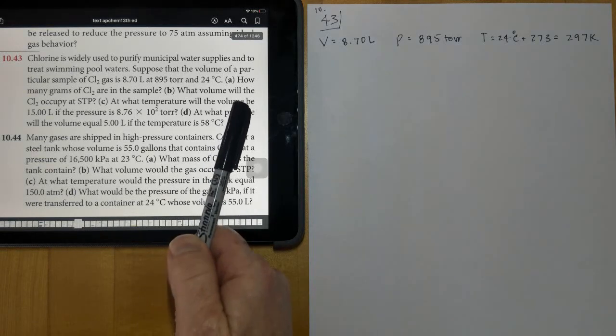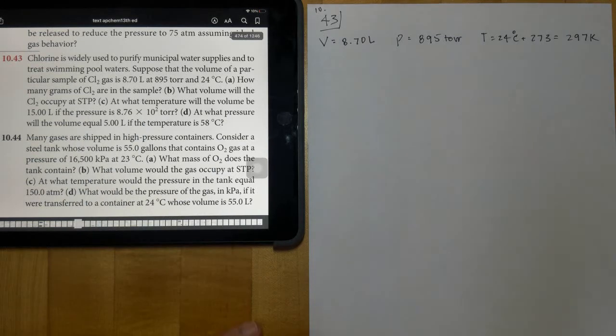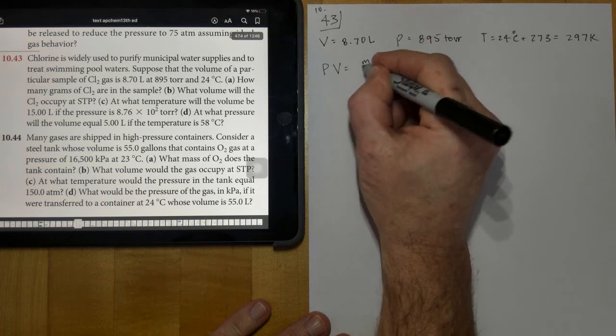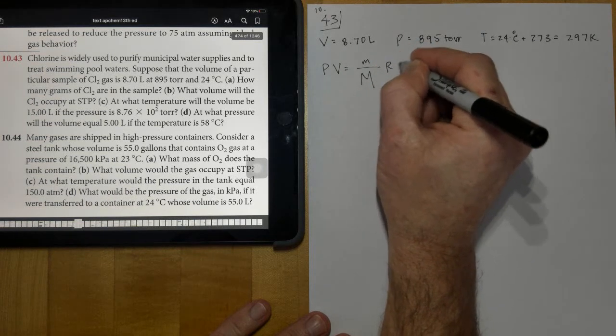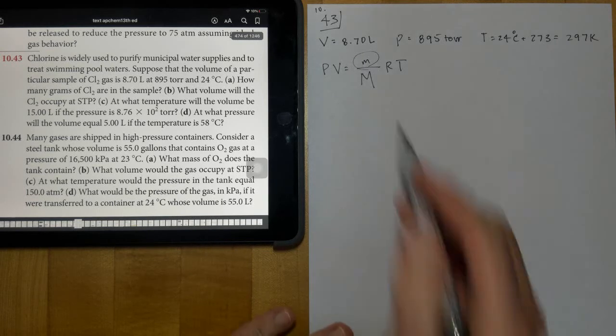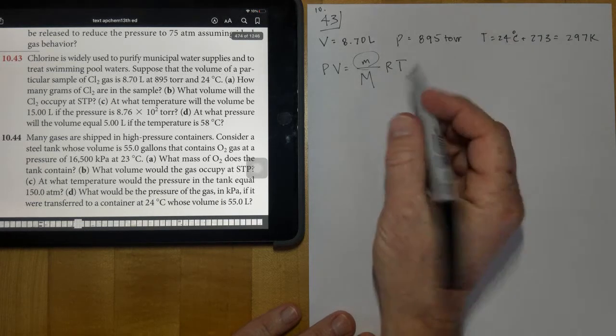the question, how many grams of chlorine are in the sample? So we're going to look for mass now. So we can use PV equals mass divided by molar mass times RT. And we're going to look for mass right here. You could also just solve for moles, and PV equals nRT, and then convert from moles to grams. But this one will allow us to directly calculate mass.